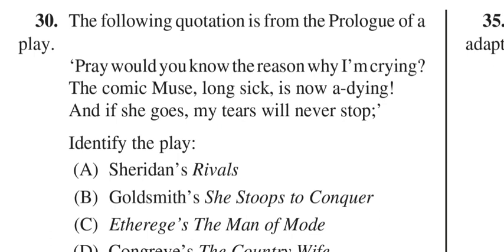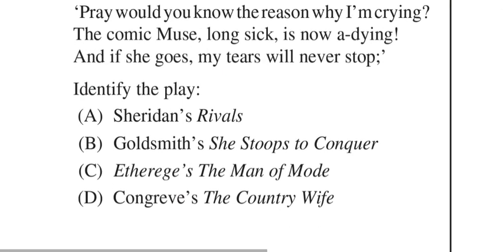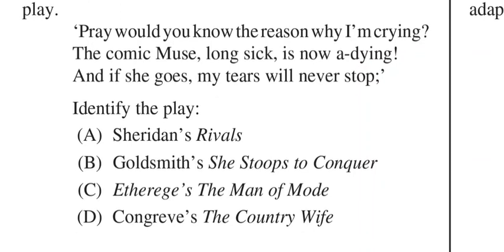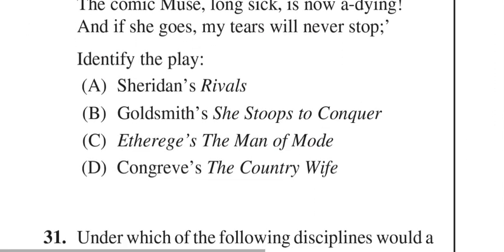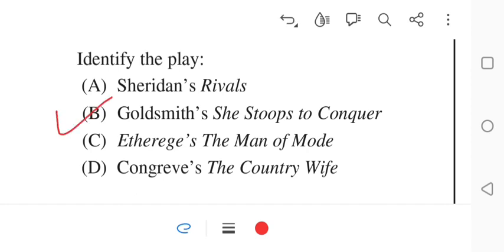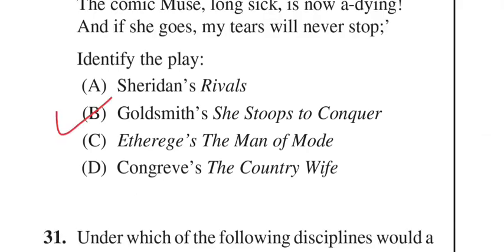The following quotation is from the prologue of a play. It says, pray would you know the reason why I'm crying? The comic muse long sick is now a dying. And if she goes, my tears will never stop. Identify the play. We have to identify from which play this prologue is taken. A is Sheridan's The Rivals, B Goldsmith's She Stoops to Conquer, C Etherege's The Man of Mode, D Congreve's The Country Wife. Correct answer is B, that is Goldsmith's She Stoops to Conquer. These plays are all very significant. If you have no idea about the summary, the writer, the plot, the characters, then you must search about it.